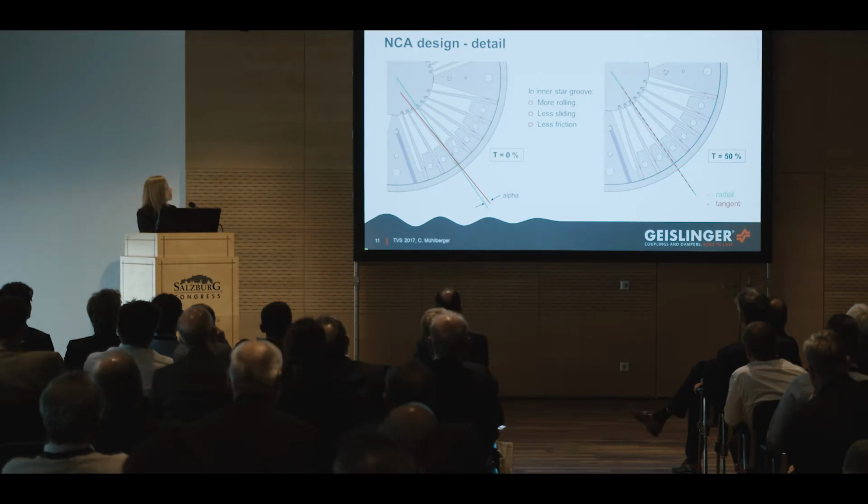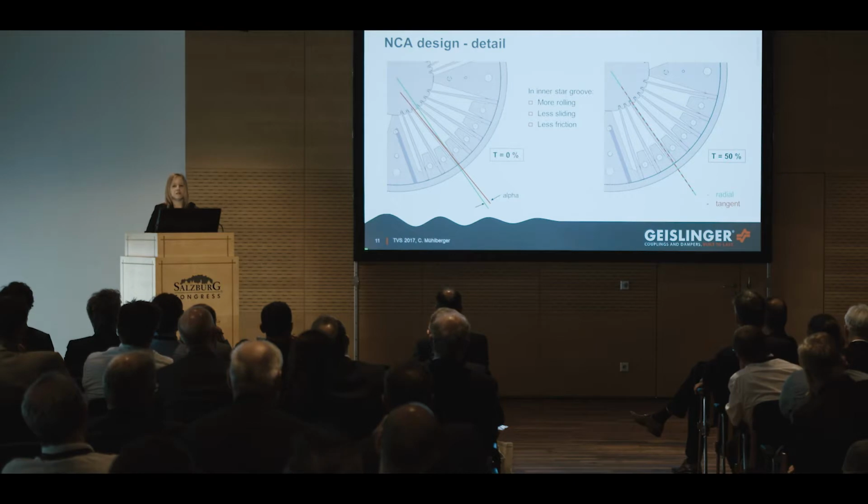So here we have this slightly tilted tangent, which is then radially aligned for 50% torque. And this means that the spring tip's movement on the inner star groove now consists more of a rolling motion than of a sliding motion, which means we have less friction at this point.